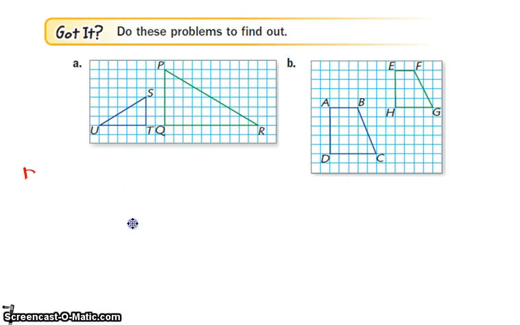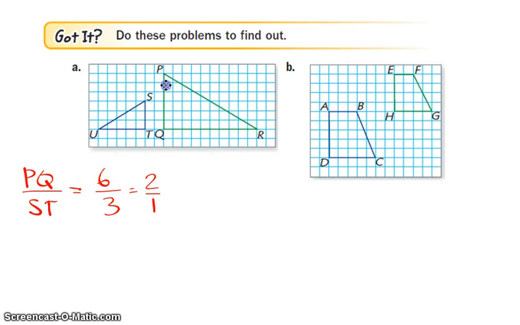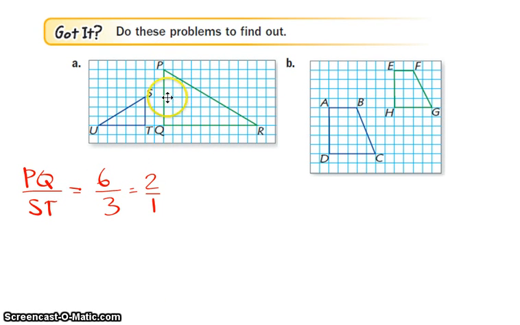When we do that, we can compare PQ, this line right here, and ST. They are corresponding sides. So PQ has a length of 6, ST has a length of 3. Well, 6 over 3 reduces to 2 over 1. Now, if they are to be similar, let's take another side and see if we get a ratio of 2 over 1.